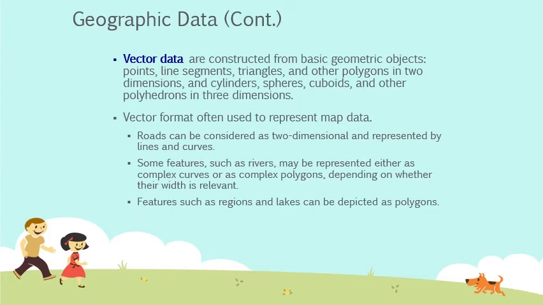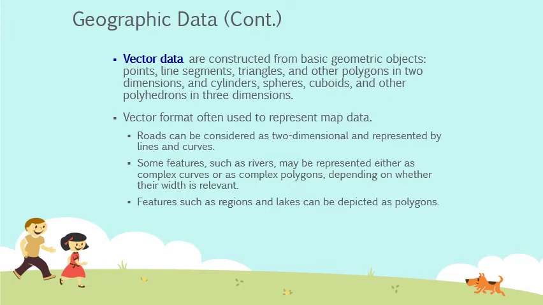Now see the second type, that is the vector data. Vector data are constructed from basic geometric objects such as points, line segments, polylines, triangles, and other polygons in 2 dimensions, and cylinders, spheres, cuboids, and other polyhedrons in 3 dimensions. In the context of geographic data, points are usually represented by latitude and longitude, and where the height is relevant, additionally by elevation. Map data are often represented in vector format. Roads are often represented as polylines. Geographic features such as large lakes or even political features such as states and countries are represented as complex polygons.